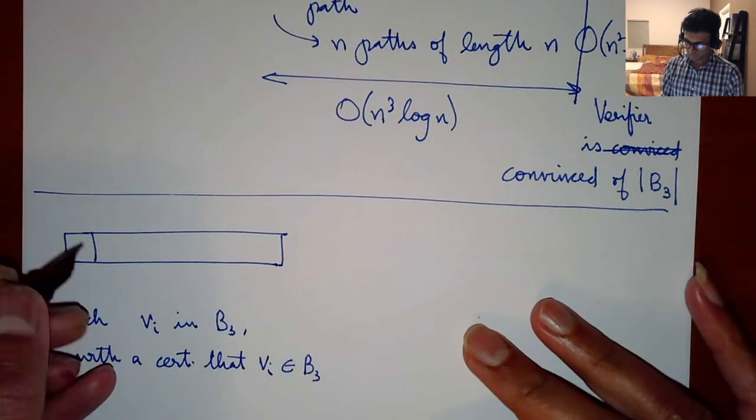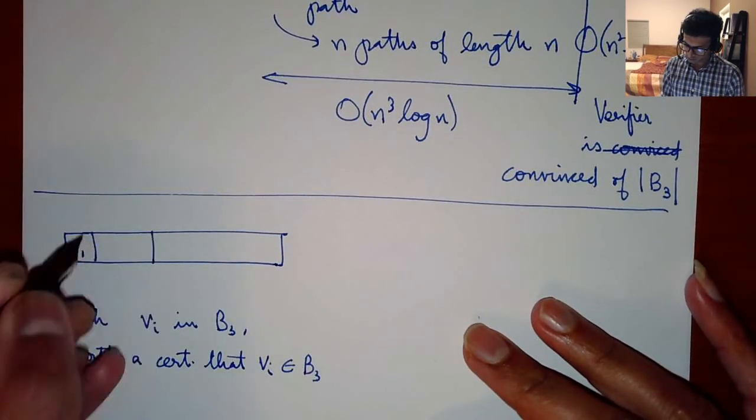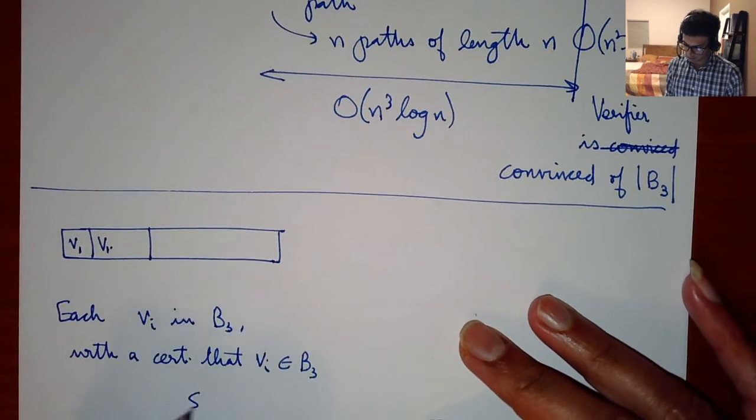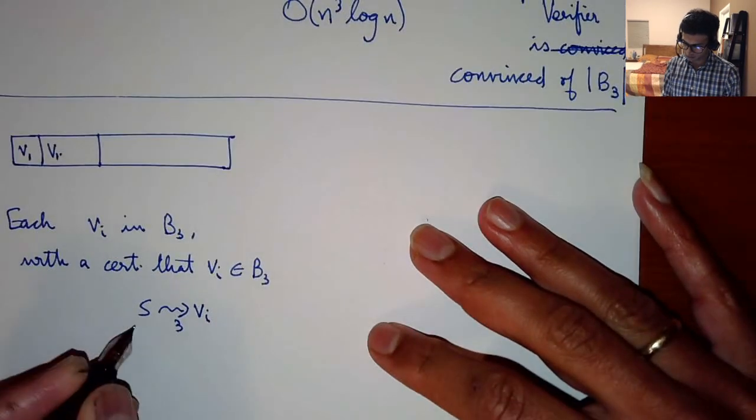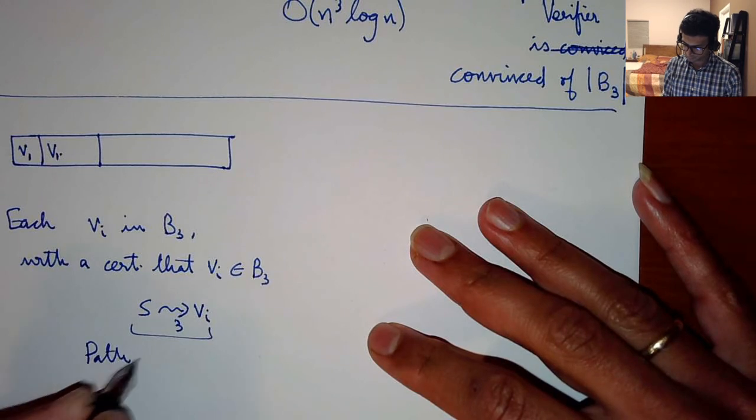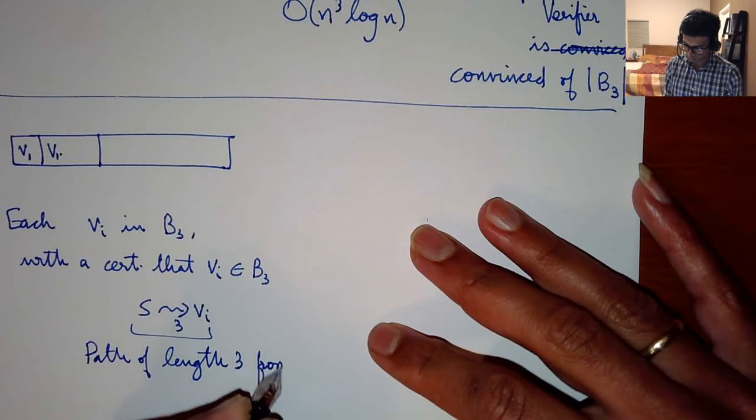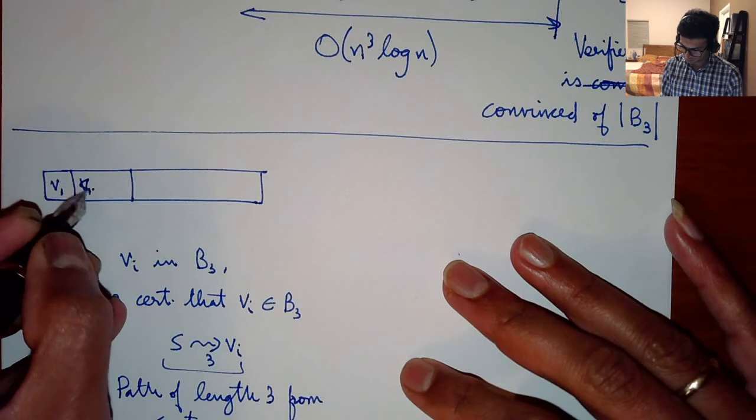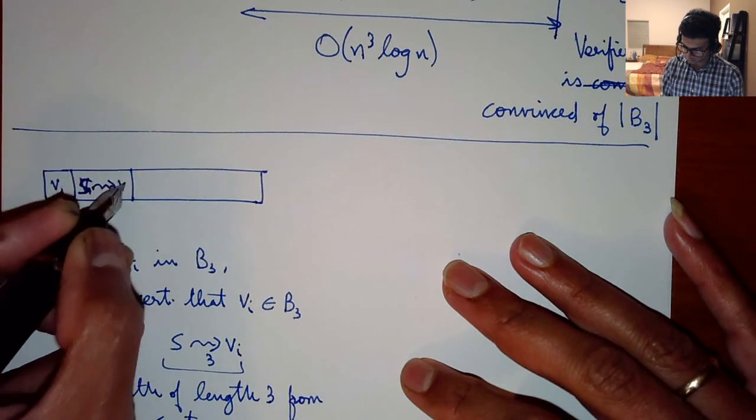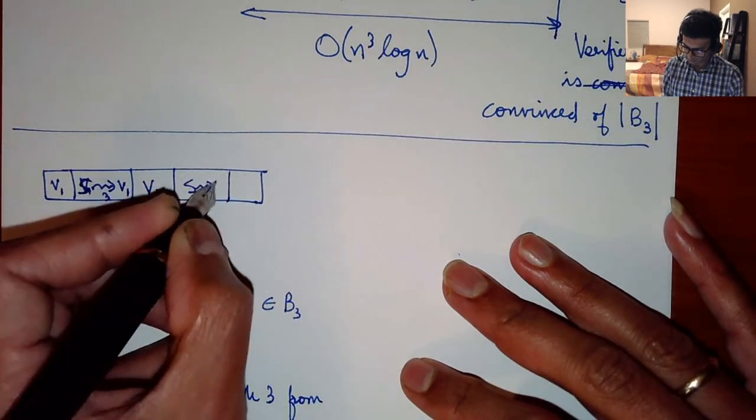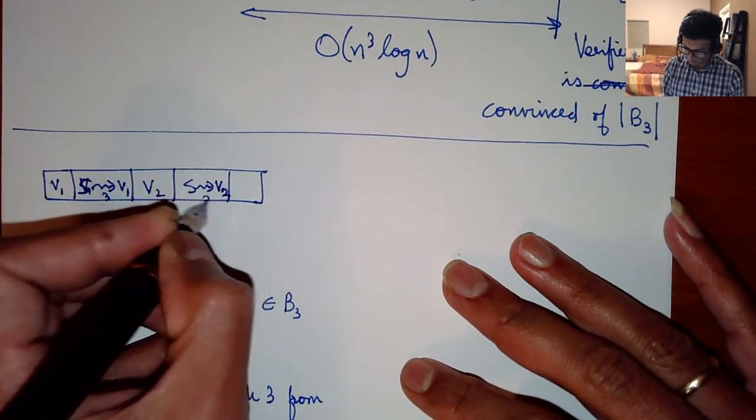So what it gets is V1, and let me just write this as a path. It gets a certificate that Vi is in B3, so it's a path from S to Vi of length 3. This means a path of length 3 from S to Vi. So this is going to give it a path of length 3 to V1. Then it sees V2, and then the path of length 3 to V2, so on and so forth.